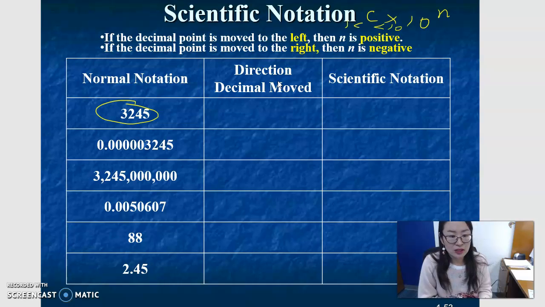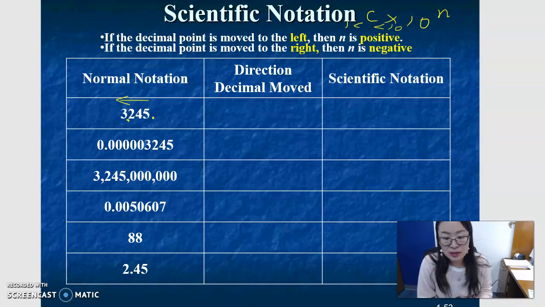Now I'm over 3,000, so it's bigger than 10. So I need to move my decimal point. Where is my decimal point originally? Let me erase this. Okay, so originally my decimal point is here. And how do I get a smaller number? I have to move in this direction. So I move how many places? I have to go to the leftmost non-zero digit, which is 3.